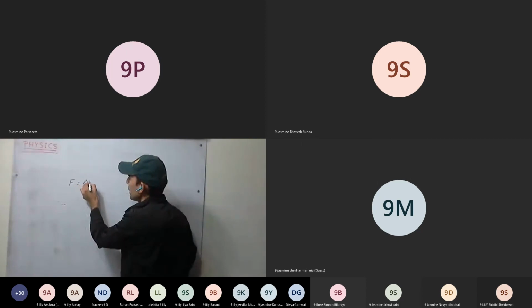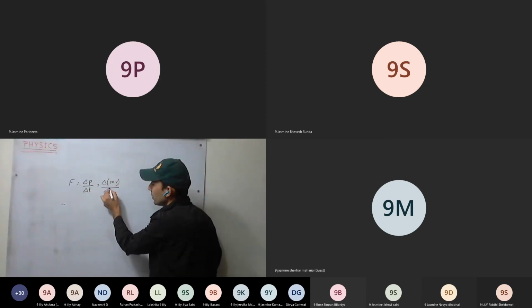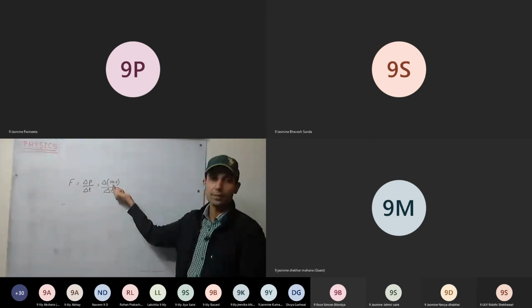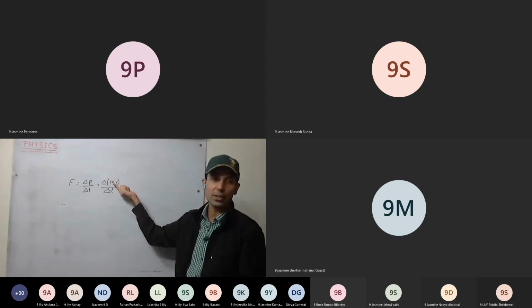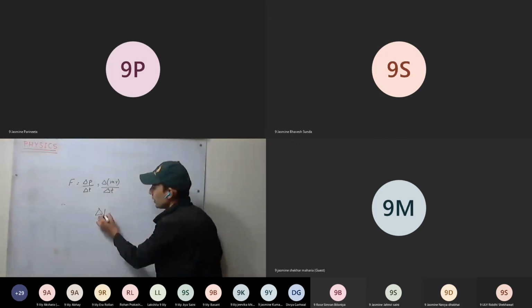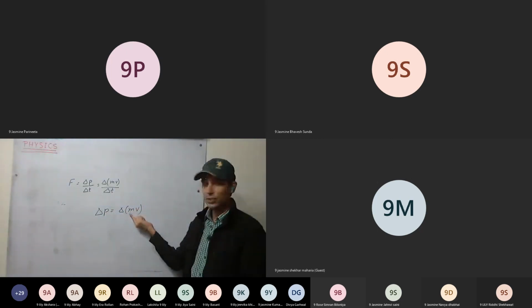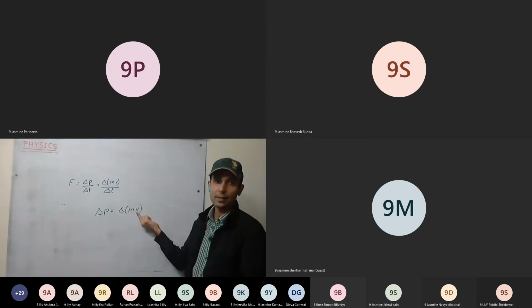So we have derived this delta P upon delta T. Here, rate of change of momentum is this one. Delta mv is the change of momentum. This is clear. Delta P, that is, change of momentum can take place when either the mass changes or the velocity changes, or both change. This we have discussed already.